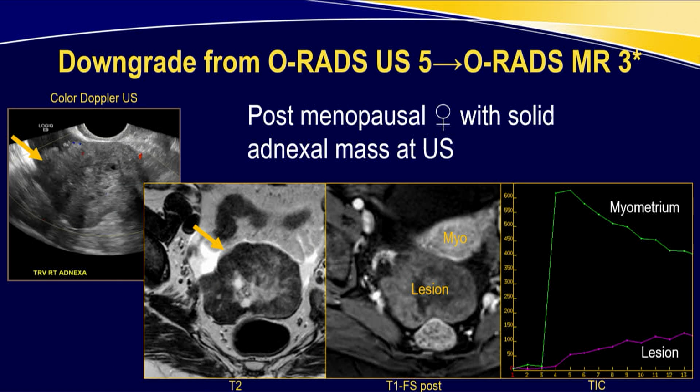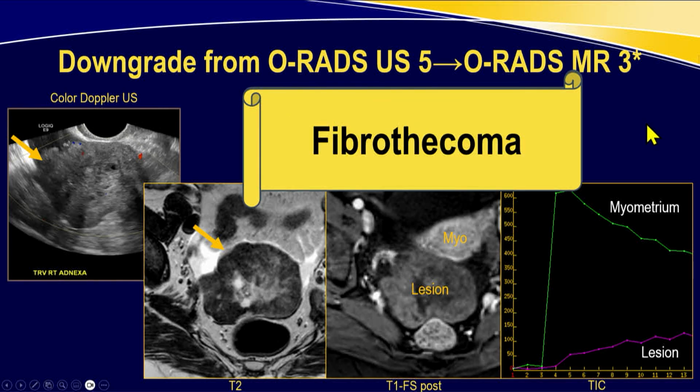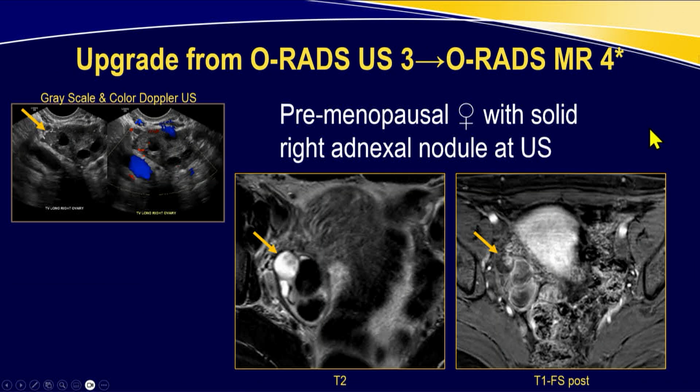So that T2 dark, DWI dark can really help you when you're having an incidental indeterminate adnexal lesion on ultrasound. Another downgrade of O-RADS ultrasound 5 to O-RADS MR 3 is a postmenopausal woman with a solid mass. You can see the mass on ultrasound, kind of heterogeneous on T2. If you look at it, it enhances post-contrast, and you look at the curve, and you can see at least the slope of the curve is not greater than the corresponding myometrium. And this is a solid mass that's hypoenhancing compared to myometrium. It has a low-risk time intensity curve, and this is an O-RADS MRI 3, and turned out to be a fibrothecoma.